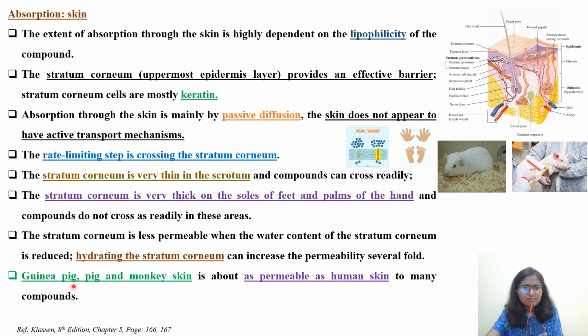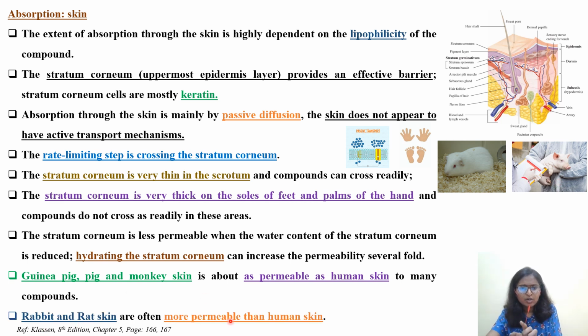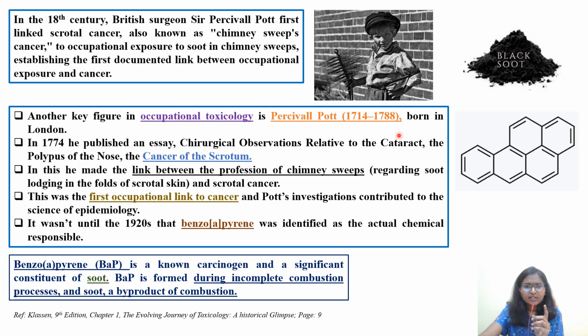Okay, next, guinea pig. This comes to our question. Guinea pig as well as monkey skin is about as permeable as human skin to many compounds. So this is a very important point. Whereas rabbit and rat skin are often more permeable than human skin. If you make a comparison, you can put rabbit greater than rat, and then afterwards pig or guinea pig or human, like that.